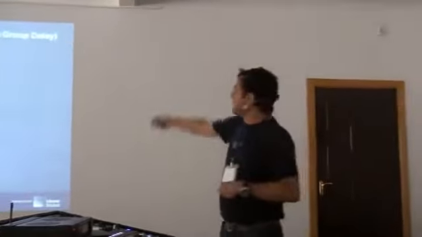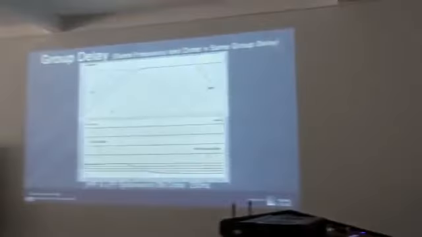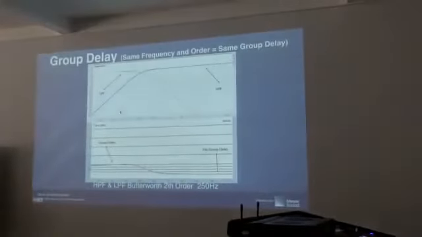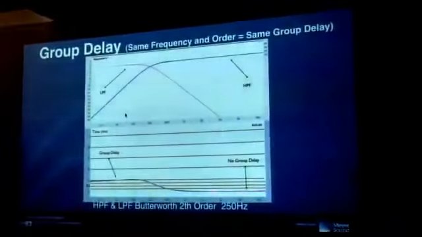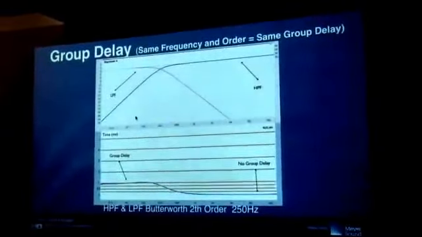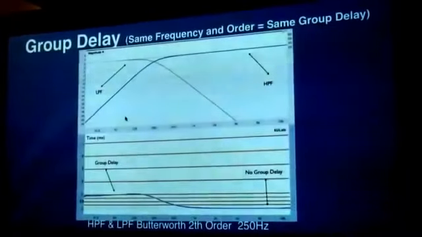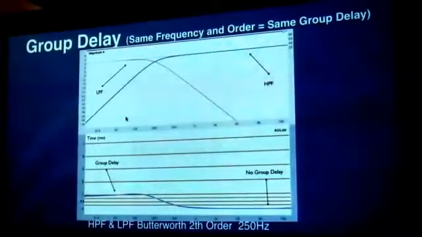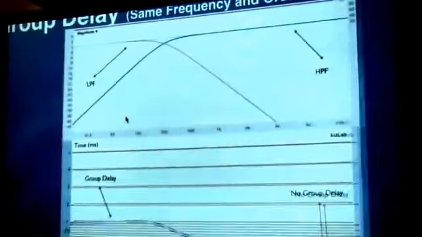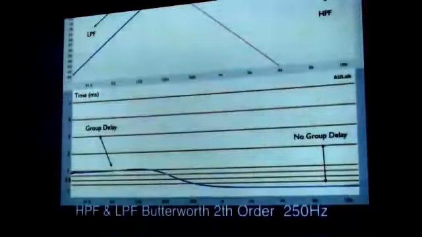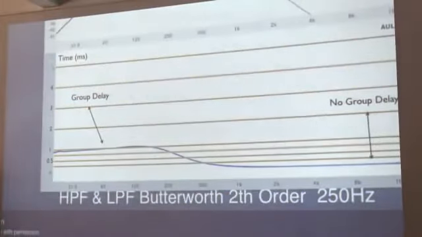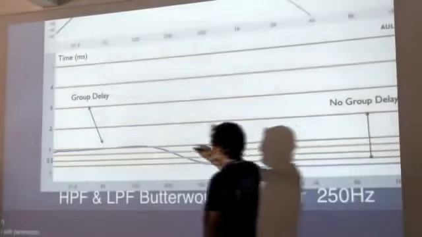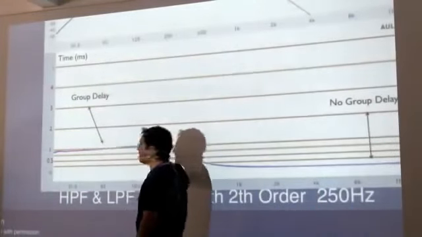Then this is the combination of a high pass and a low pass. And this is the group delay of high pass and low pass, which is identical if the order is identical and if the frequency cutoff is identical. In this example, the group delay in the low frequencies is around 1 millisecond.